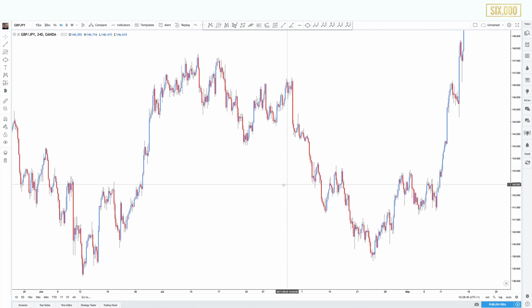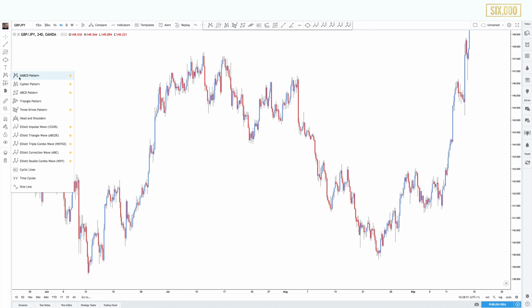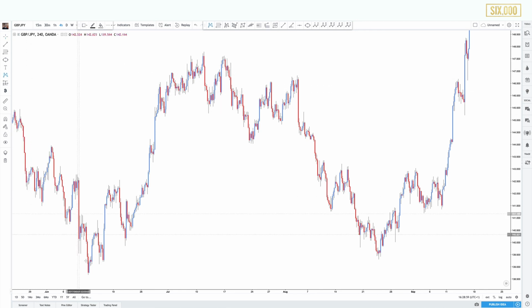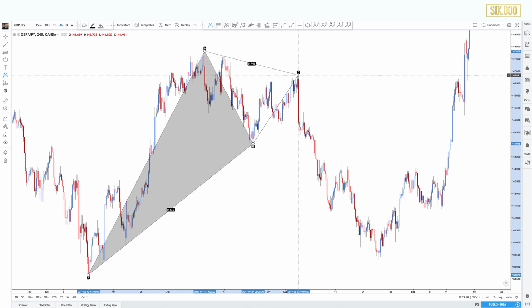Now there's good news. There is an easier way to draw in these patterns, a far easier way. And what you can do is go roughly about 5 down, 1, 2, 3, 4, 5, 6 down. We're looking at the XABCD pattern tool. It's about 5 or 6 down. And we're going from wick to wick. We're going from low to high, high to low. And we can see this already provides the measurements for us.